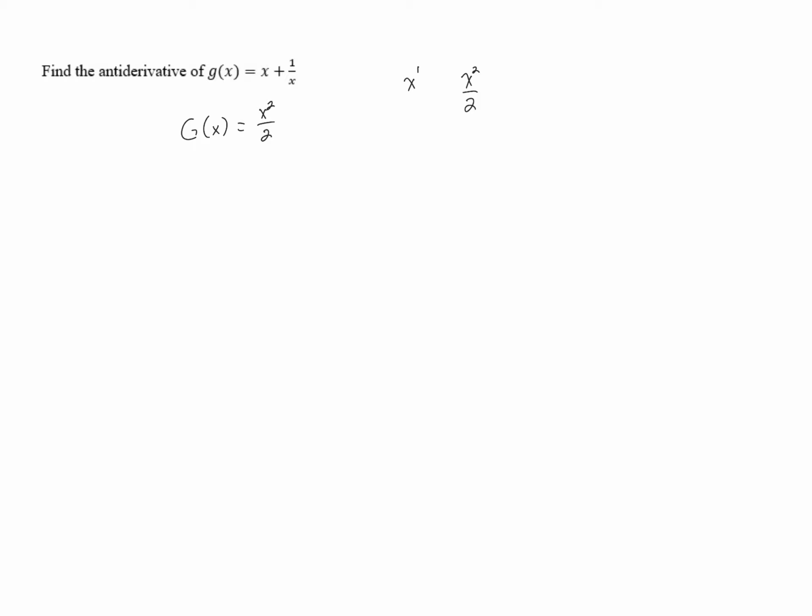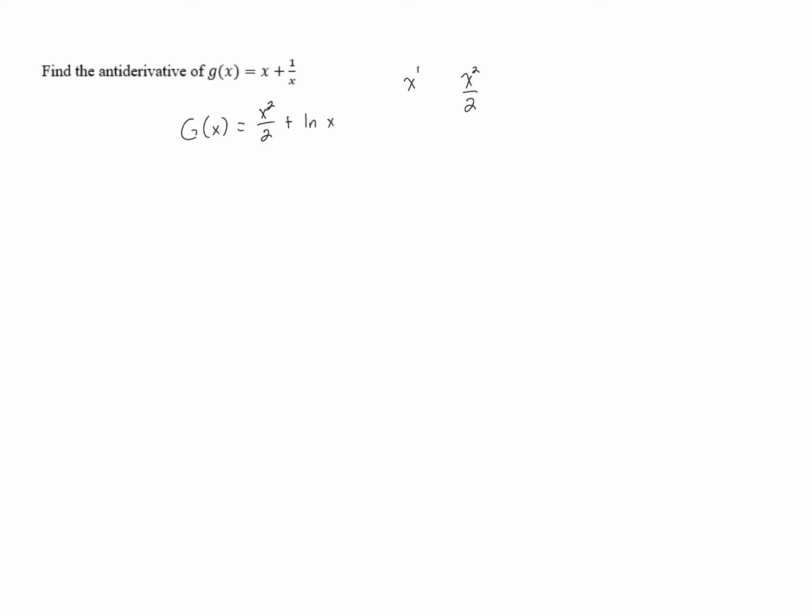And we could check: if we differentiate this, the derivative of x squared is 2x, and 2x divided by 2 just gives us that x. So that's good for that term. And then plus, do you remember the antiderivative for 1 over x? If not, can you think of a function that gives us a derivative of 1 over x? Hopefully you remember that ln of x gives us a derivative of 1 over x.